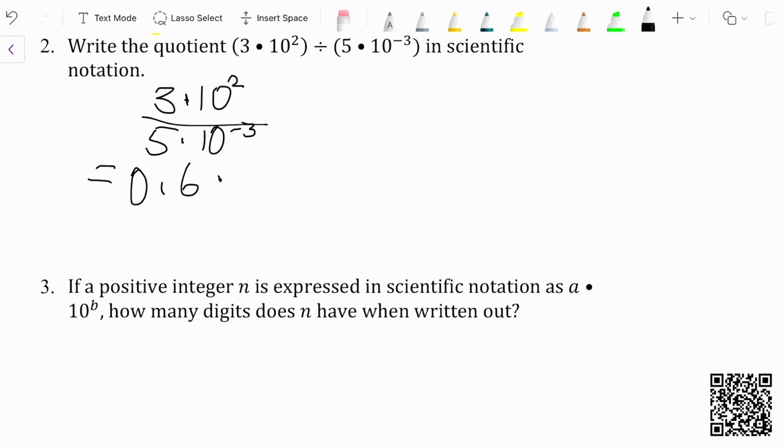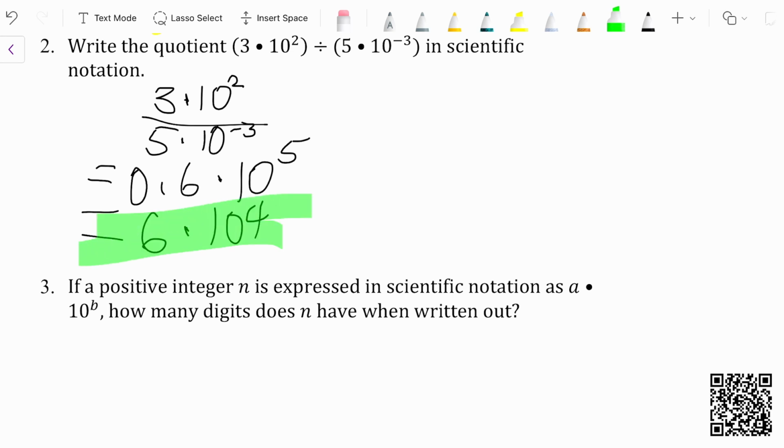Multiplied by, since this is division, we will subtract the exponents instead of adding them. So, 2 minus negative 3 is the same as 2 plus 3, which is then 10 to the power of 5. But this is still not greater than or equal to 1. So, we are going to have to take a 10 from the 10 to the power of 5 and give it to a to make this a valid a. So we will get this number.